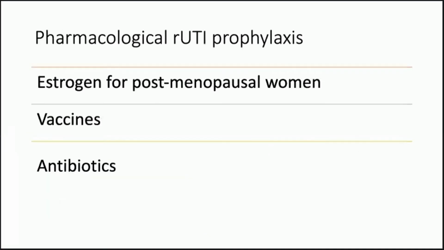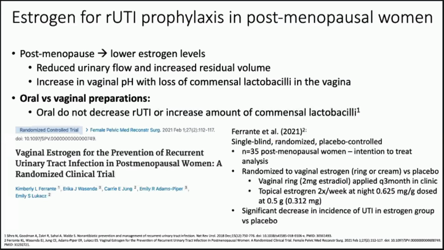So the next part of this presentation is going to focus on pharmacological therapies for recurrent UTI prophylaxis, namely estrogen for postmenopausal women, vaccines, and immunostimulants, as well as antibiotics. So lack of estrogen is one of the main physiological changes noted post-menopause. Decreased levels of estrogen have been associated with reduced urinary flow and increased residual volumes.